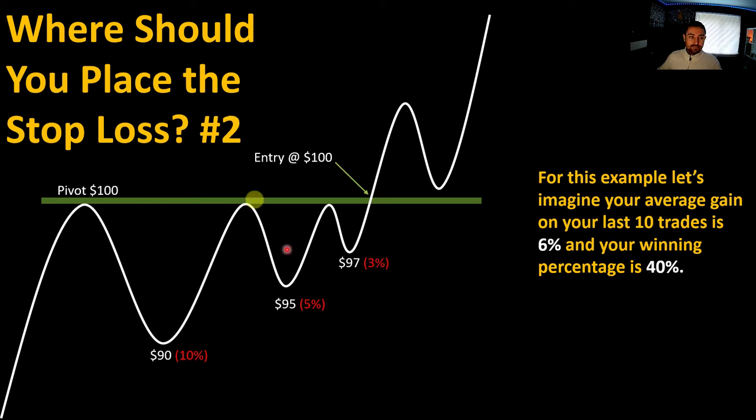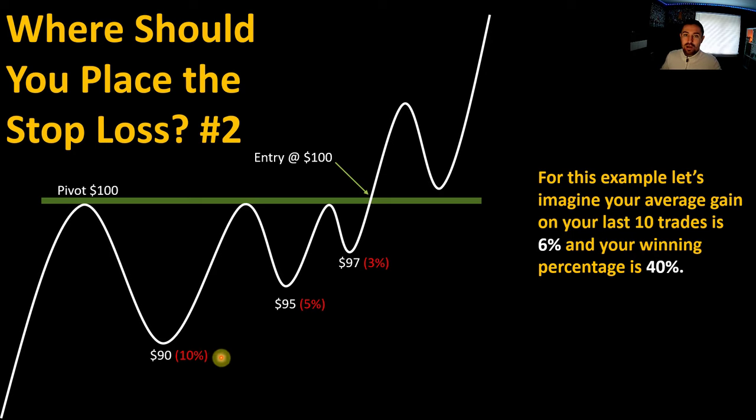Let's then do another one. Where should you place your stop loss? Example number two. So for this example, let's imagine your average gain on your last 10 trades is 6%. So it's now dropped from 10% to 6% and your winning percentage has dropped from 50% to 40%. Now where do you place your stop loss? Same setup here, but because of what's happened over your last 10 trades, now where do you position your stop loss? Does it make any sense to go down here at 10%?